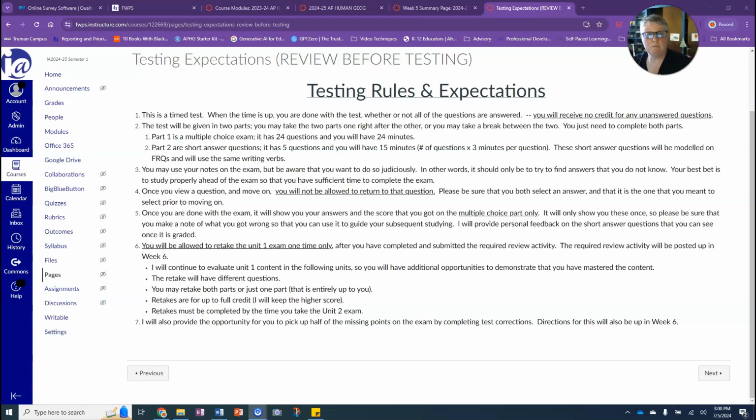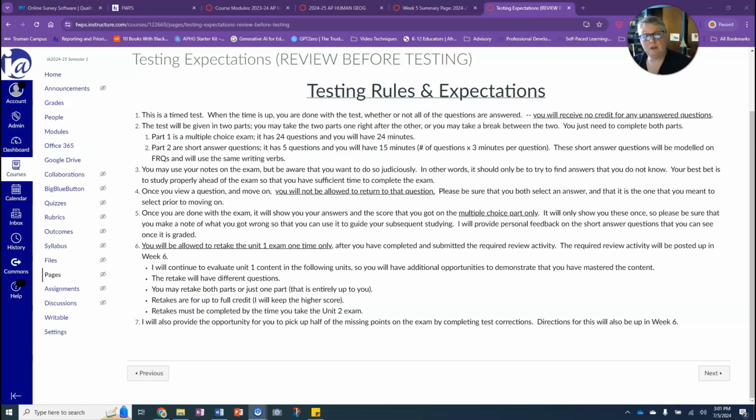All right. Your best bet, though, truthfully, is to study properly ahead of the exam so that you have sufficient time to complete the exam. And you should aim to complete it with maybe a minute or 2 left to go tops. Okay, and it's okay if you're working right up to the wire and answering that last question with less than 30 seconds to go or something like that. But your best bet is to review your notes and be properly prepared so that you can just go through and take the exam.